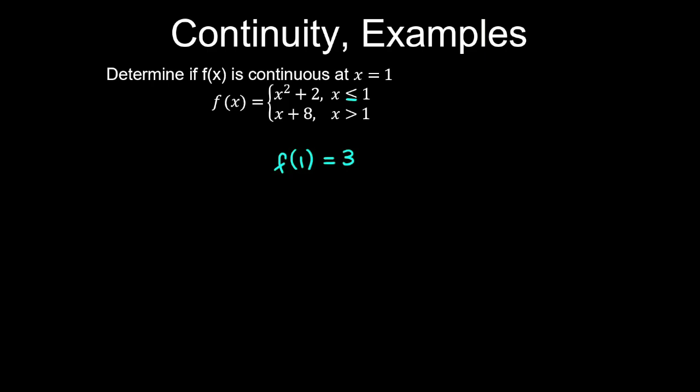And now we check if the limit exists as x approaches 1. So from the left hand side, the limit evaluates to 3. And as x approaches 1 from the right hand side, the limit is 9. So therefore the left hand limit is not equal to the right hand limit, and therefore the limit of the function as x approaches 1 does not exist. So therefore the function is not continuous at x equals 1.